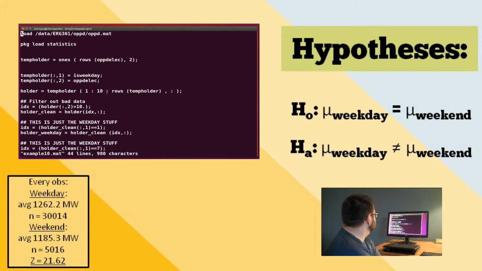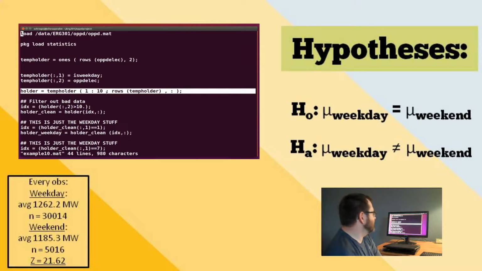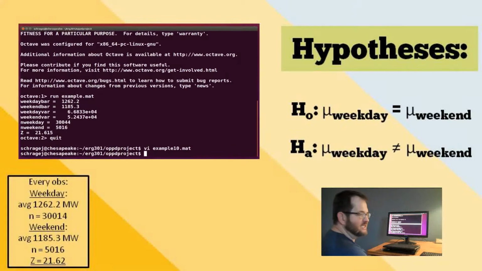It's a nifty little trick how I got Octave to do that. Instead of using all the data that came in from the OPPD electricity data file, I now am using every 10th observation. It'll reduce the size of n for weekends and n for weekdays by 90%, right? We have a much smaller sample here, but everything else about this program works exactly the same. It's just these little tricks I use to get Octave to ignore most of the data.